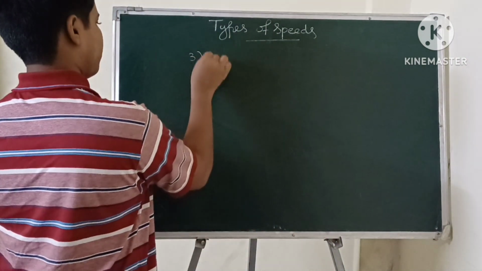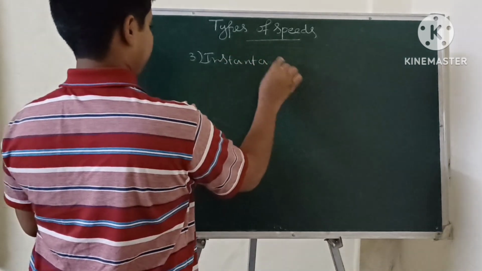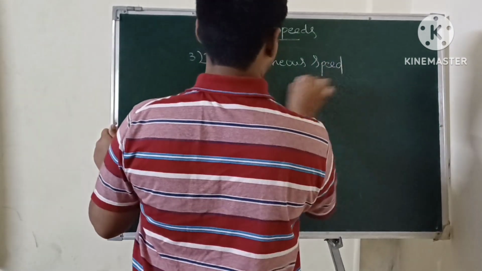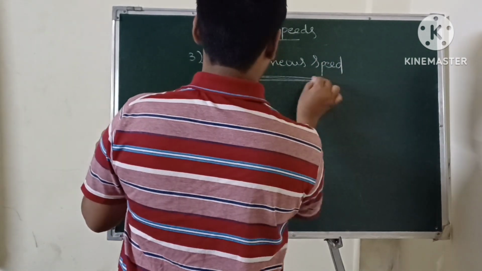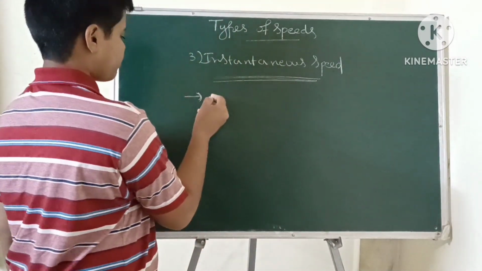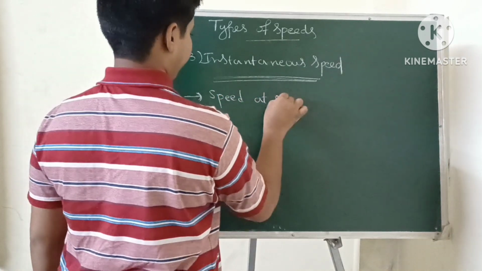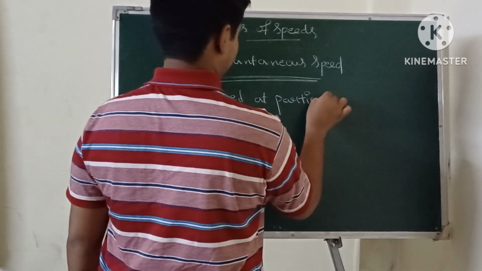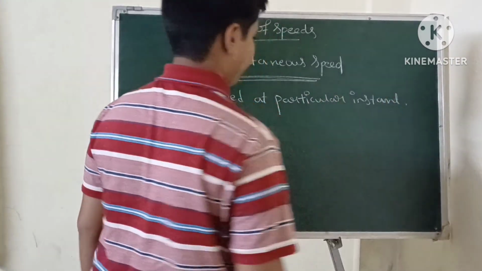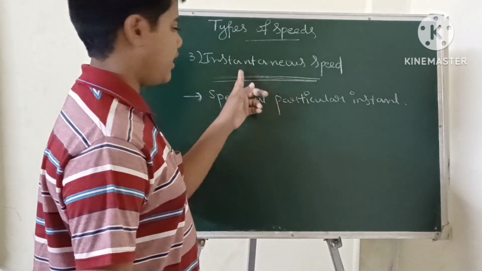Third one, instantaneous speed. Instantaneous speed means speed at particular instant. Okay. Speed at particular instant is known as instantaneous speed.